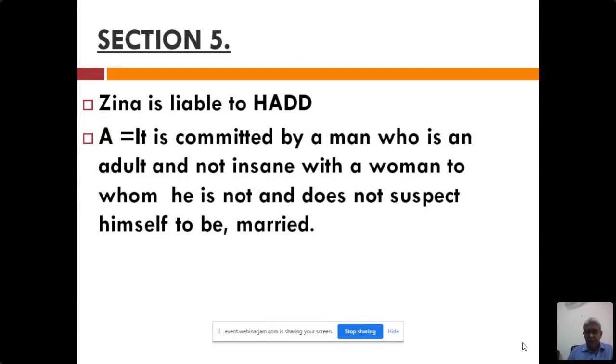In the first, a person is said to be liable to Hadd if it is committed by a man who is an adult and not insane with a woman to whom he is not married and does not suspect himself to be married. It means if we apply the punishment of Hadd over the male, he must have committed the sexual intercourse with a woman with whom he is not validly married or with whom he does not suspect to have been married. So this Section 5 would be implemented in the form of the Hadd.